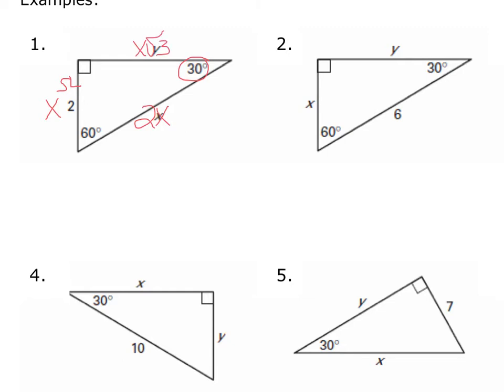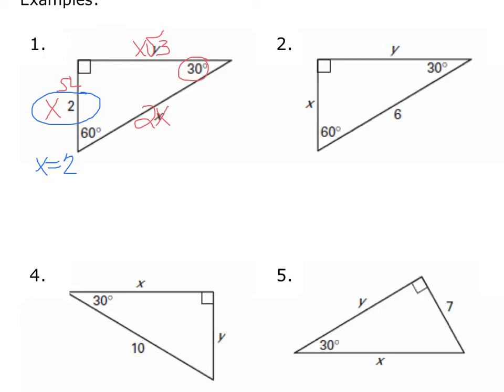All right, so just like we did with 45, 45, 90, wherever they gave you information, so they told you that this side was 2 units, you circle what they gave you, then you make an equation out of that. So right now, X is equal to 2.